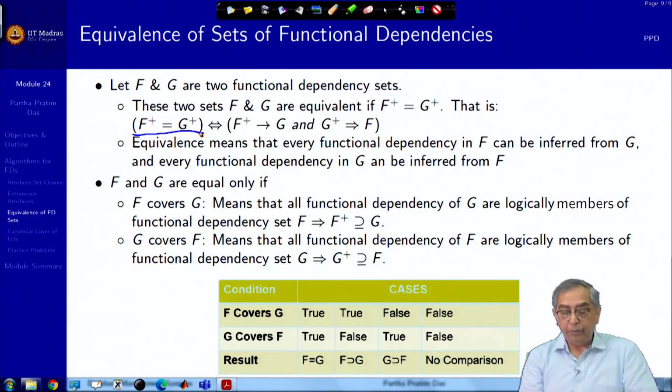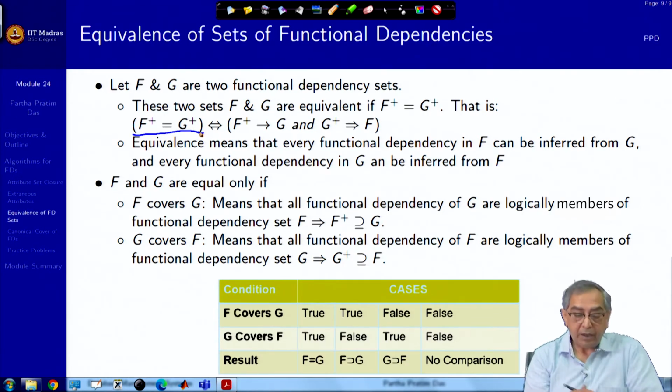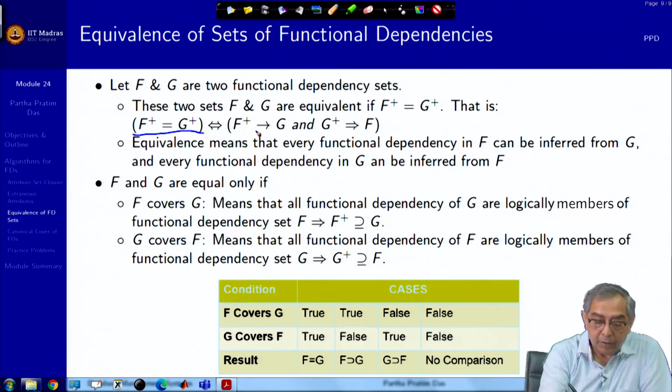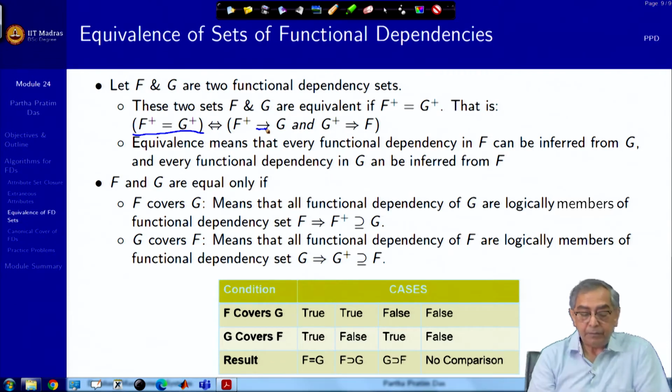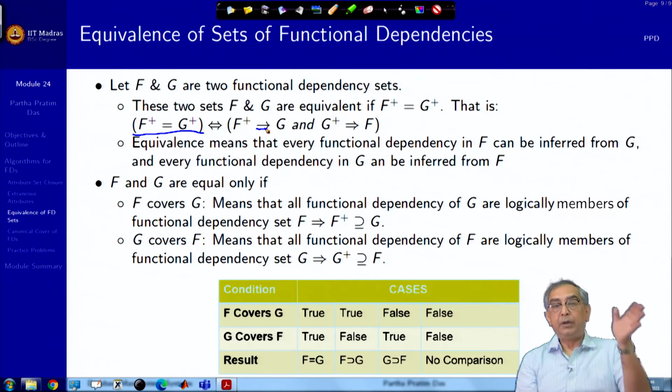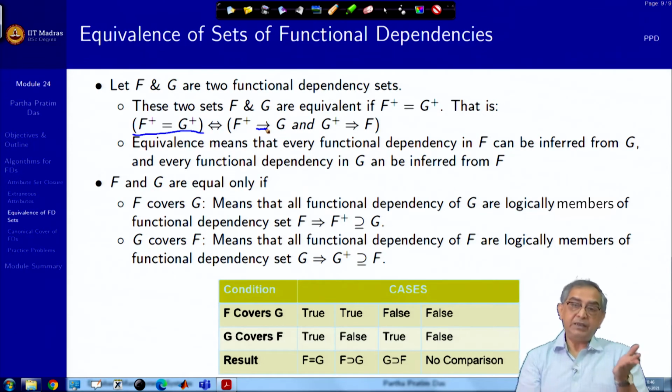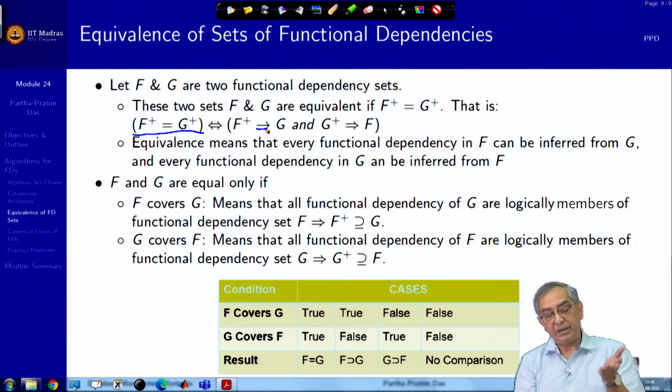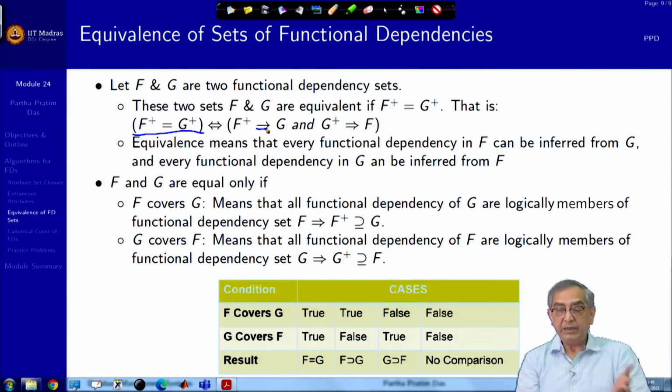So, there could be two sides to it. You have to prove by the cover that F plus implies G, that is, if you compute F plus, G will be a subset of that. So, that says F covers G. And the other side is G plus implies F, which means G plus will contain F, that is, G covers F.